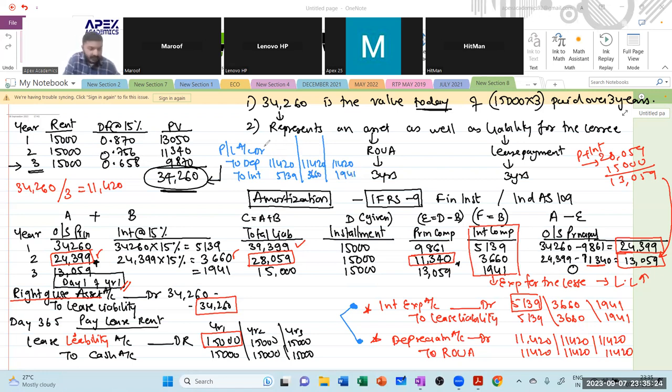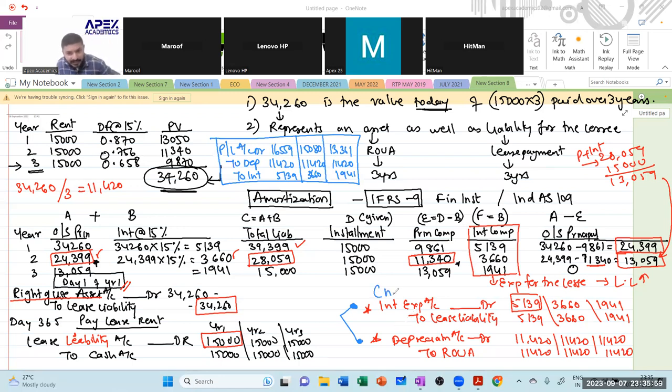So 11,420 plus 5139 gives you how much? 16,559. 11,420 plus 3660 gives you how much? 15,080. 11,420 plus 1941 gives you how much? 13,361. This is the hit that goes to your P&L. And the accounting is completed for 3 years.